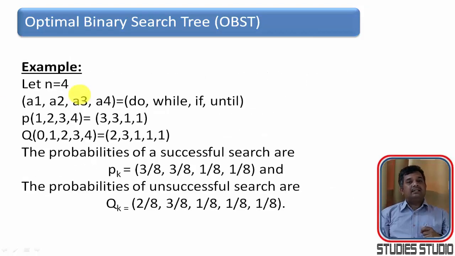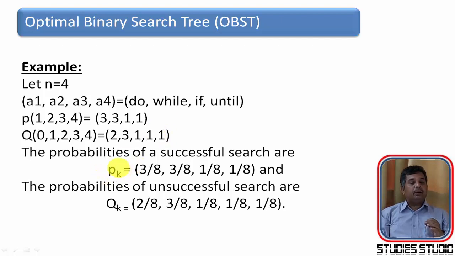Now let us try to understand this with the help of an example. Let us say there are 4 data and the data are do, while, if and until. We'll be having 1st, 2nd, 3rd and 4th data. And the frequency of searching the first data is 3. That is, I'll be searching do 3 times, while 3, if 1 and until 1. So this is the frequency of searching. As there are 4 data for successful search, obviously there will be 5 for unsuccessful search. So let the data be 2, 3, 1, 1, 1.